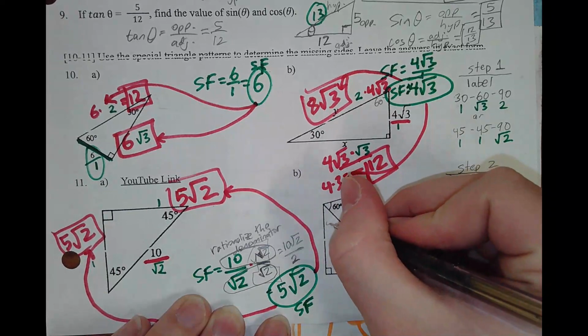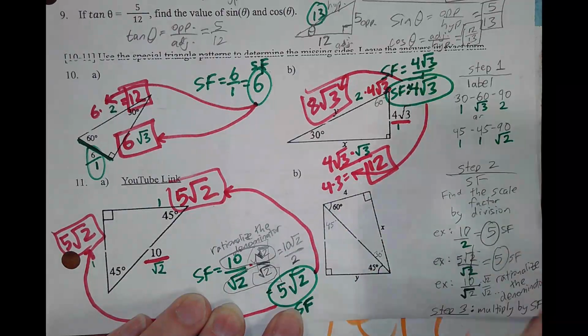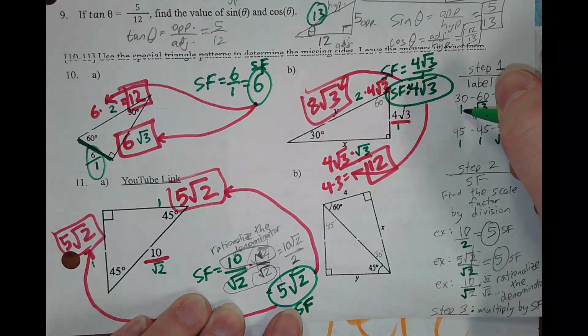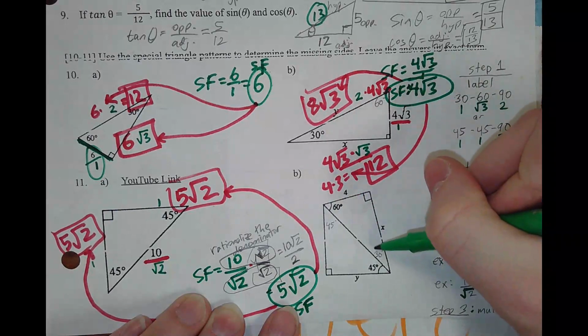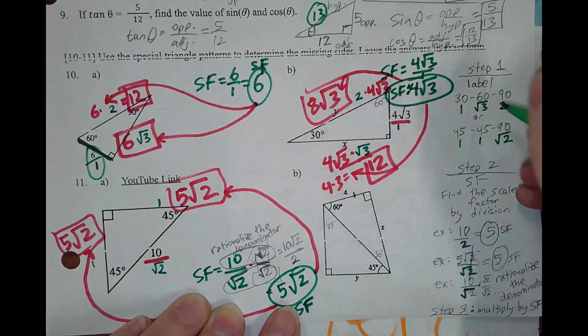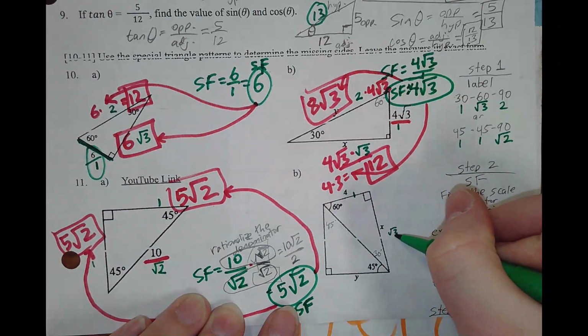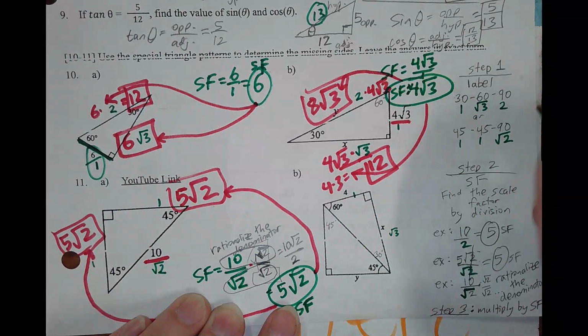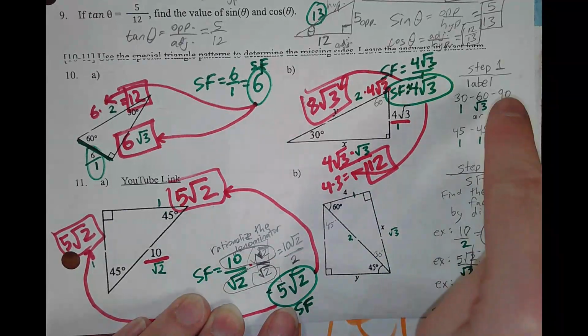And I'm also going to label this one a 45. Let's start with the 30, 60, 90. According to step 1, we're supposed to label each side 1, √3, and 2. So across from the 30, I should label it as a 1. Across from the 60, I should label it as a √3. And the hypotenuse, I should label it as a 2. Know that these are not the answers. That's why I'm writing them very small. This is a step to get to your answer.